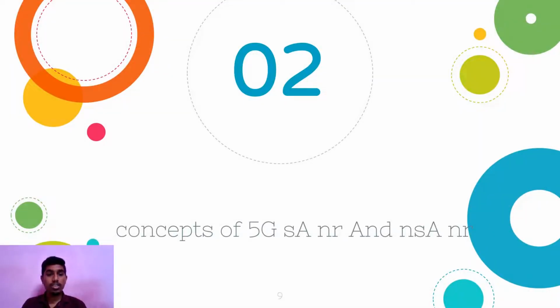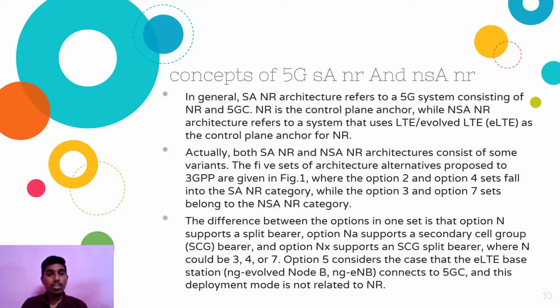So let's discuss the concepts of 5G SA NR and NSA NR. So what is 5G SA NR and NSA NR? In general, SA NR architecture refers to a 5G system consisting of NR and 5GC, where NR is the control plane anchor, while NSA NR architecture refers to a system that uses LTE, evolved LTE, as the control plane anchor for NR.